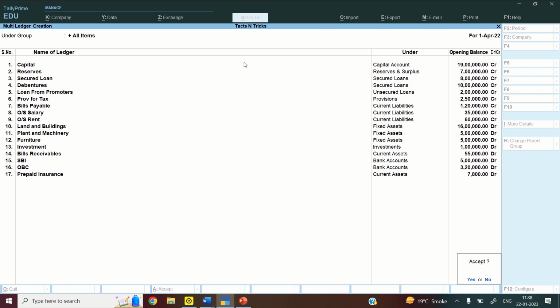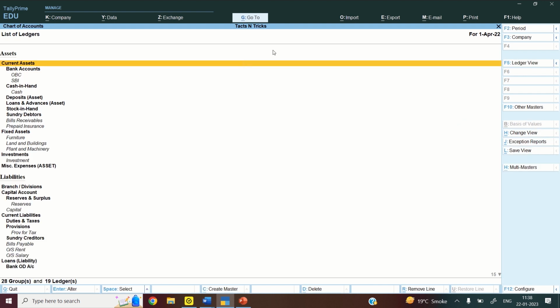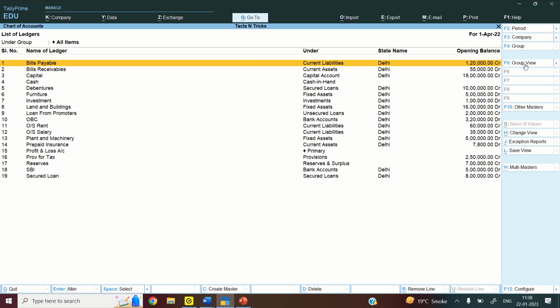and P&L ledger because it is already inbuilt, and stock, debtors and creditors we will prepare now because the further details are given regarding it. So I will accept. You can either press yes or you can go for enter. Okay, now what I will do is I will go on the ledger view. You can just press F5 or you can just click here, ledger view.